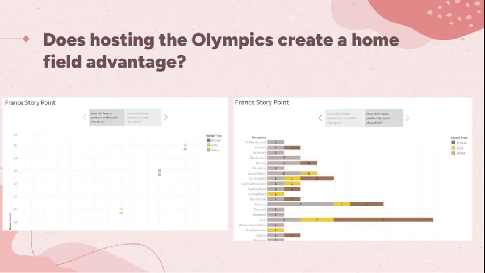For my story point, I looked into whether hosting the Olympics really provides an advantage. So does hosting the Olympics create a home field advantage? France nearly doubled its medal count in 2024 compared to Tokyo 2021. So Japan showed a similar trend. They performed better when they hosted. This kind of insight can actually help committees make decisions about hosting because it shows how big an impact it can have on performance.